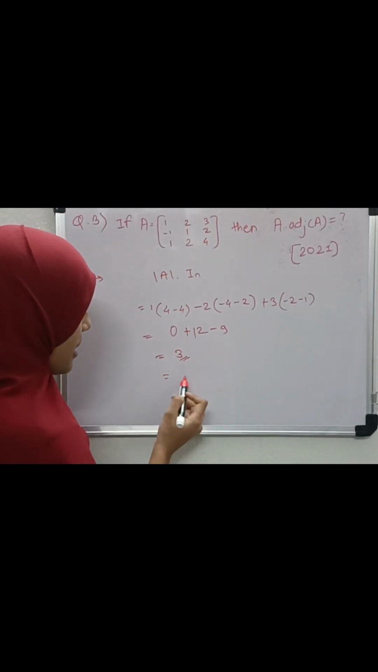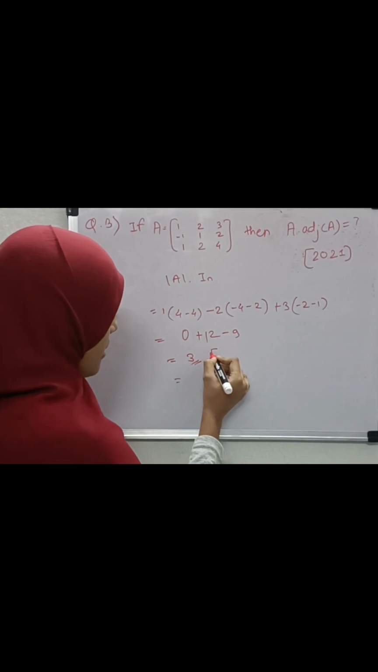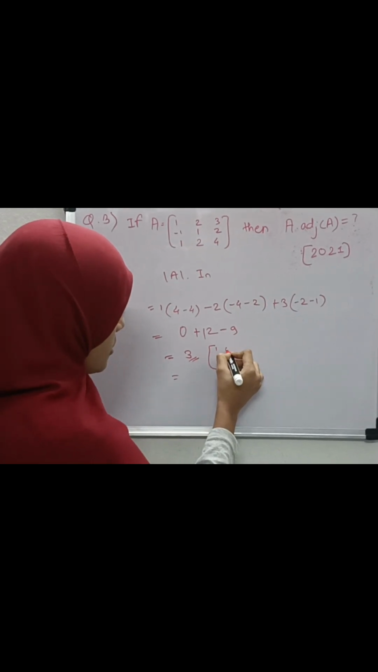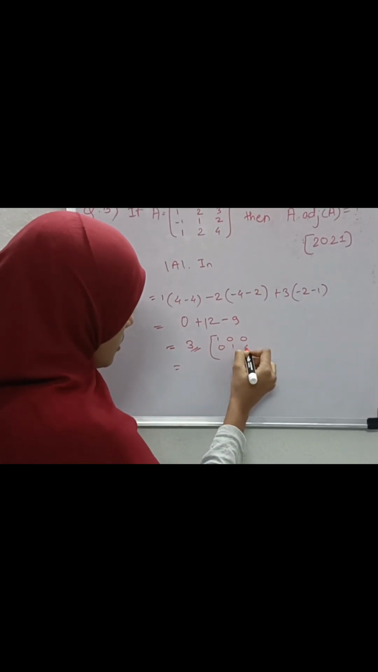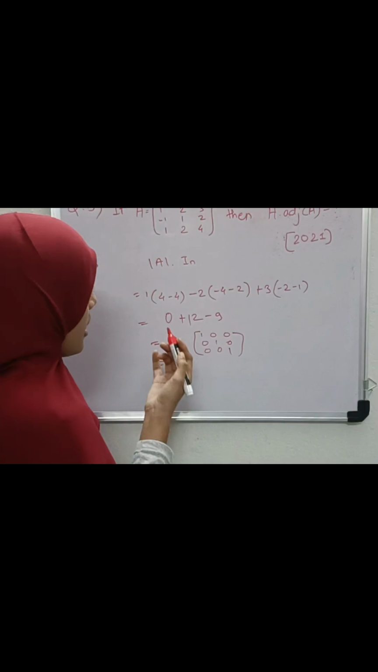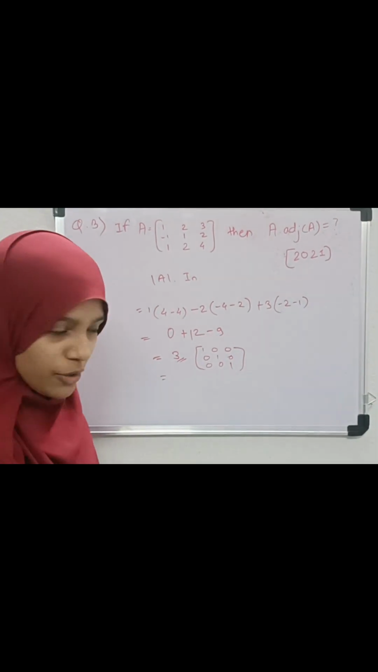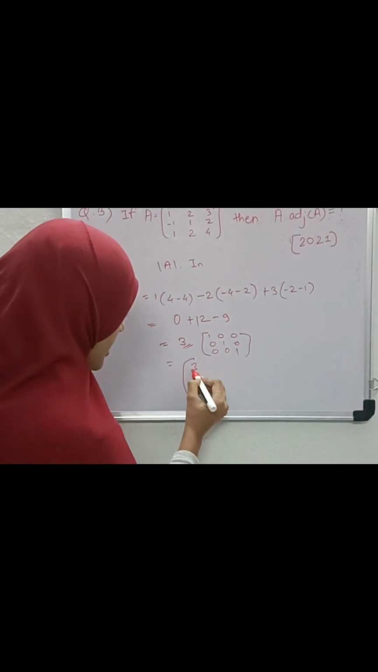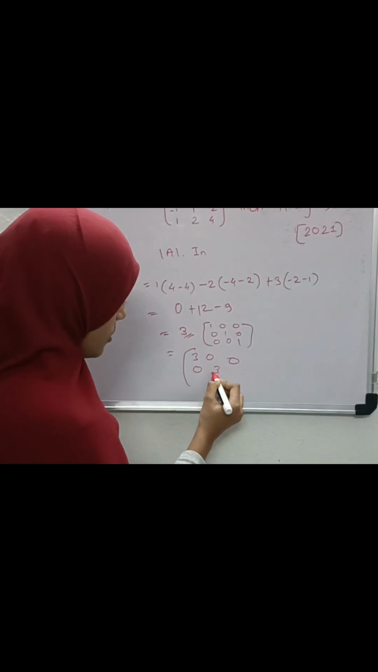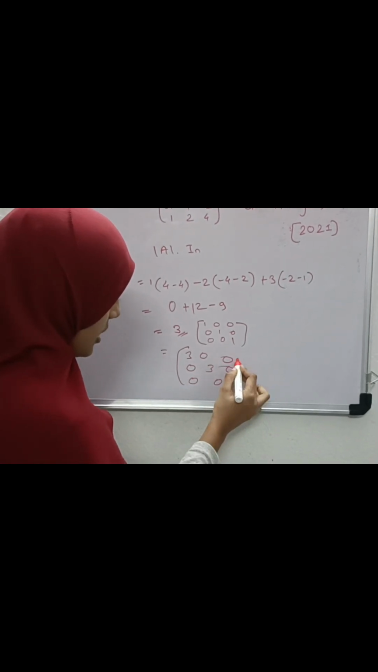So the identity matrix will be 3 by 3. That will be 1 0 0, 0 1 0, 0 0 1. So our answer of A into adjoint of A is nothing but 3 0 0, 0 3 0, and 0 0 3.